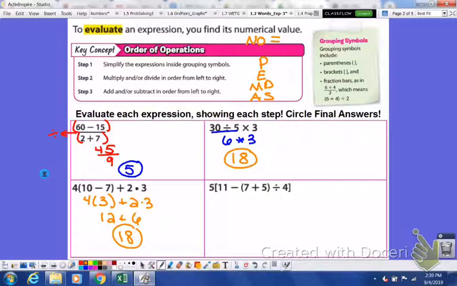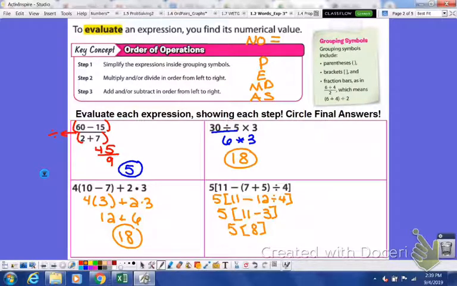Inside brackets first. So 5 times 11 minus, these parentheses will come first, 7 plus 5 gives us 12, divided by 4. Now inside the brackets, we have subtraction, division. We know division comes first. So 11 minus 3, still inside our brackets. 11 minus 3 gives us 8.